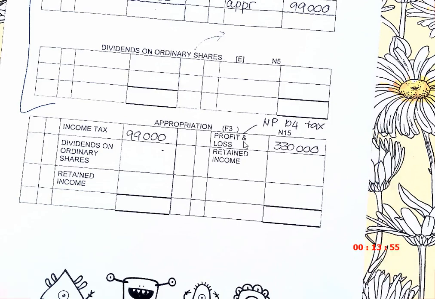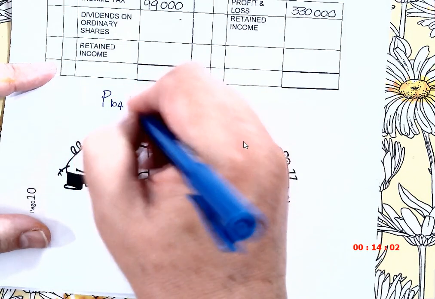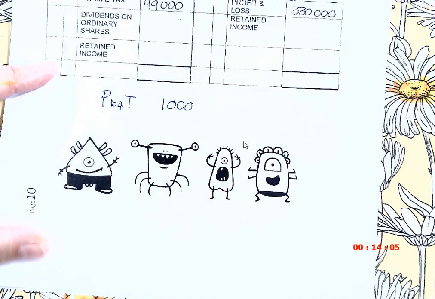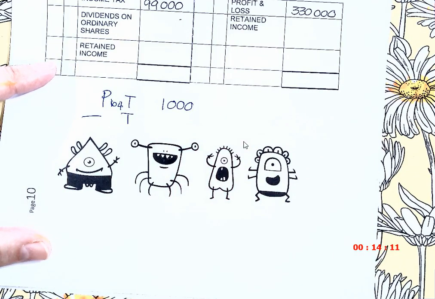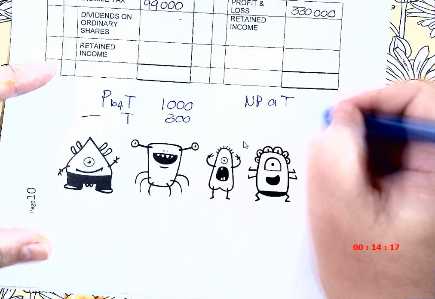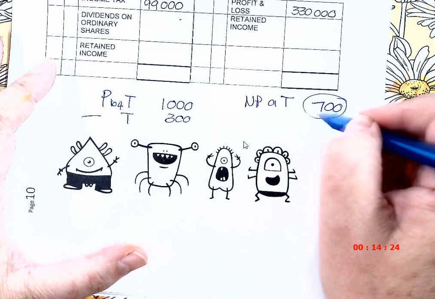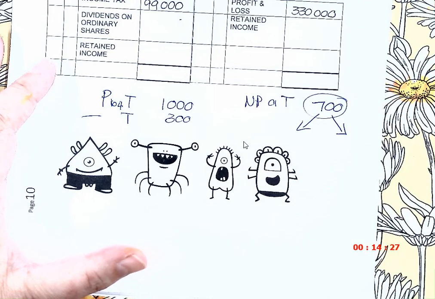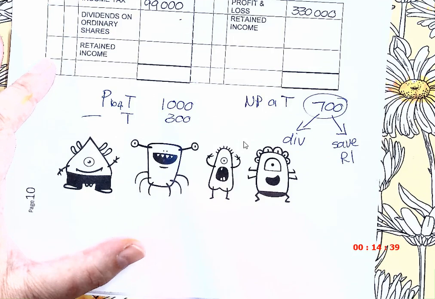So in other words, let me write it like this. Let's say my profit before tax was 1,000. Now I subtract tax. Let's say it's 30%. So that would be 300. So my net profit after tax is going to be 700. And that 700 we're going to share with the shareholders. So we're going to decide how much of that 700 is going to be declared as dividends and how much of it are we going to save. Meaning, keeping back, retain. That's how it works.